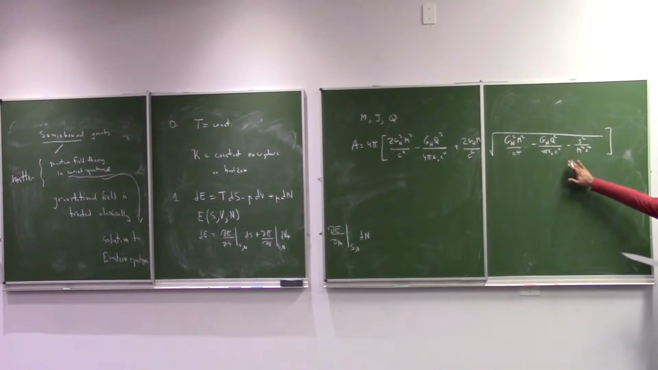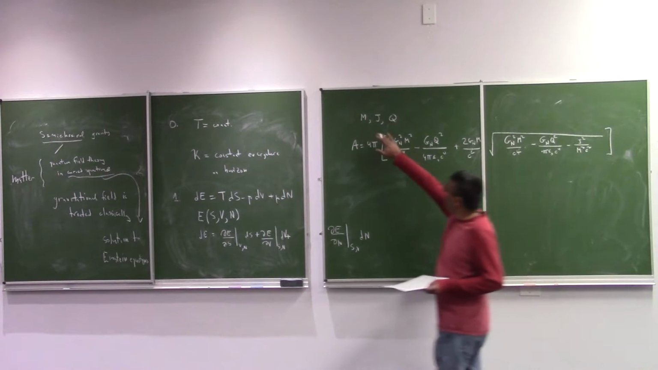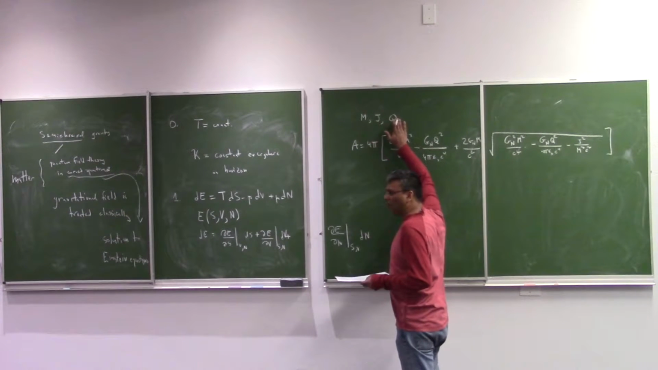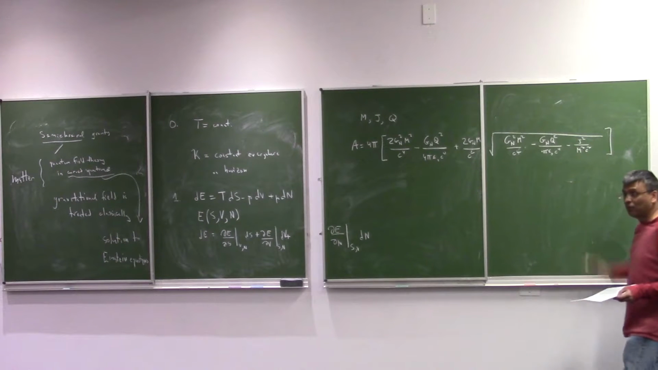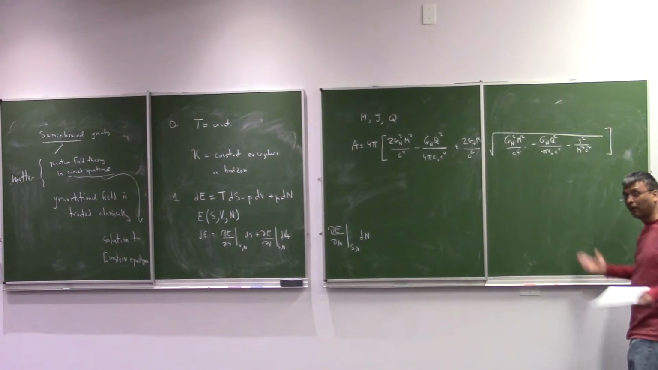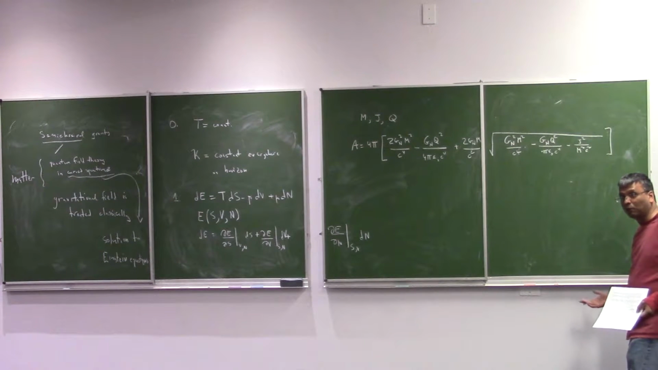I'm being pedantic here. I'm putting in all the factors of c. There's a reason for this. We'll see what the reason is shortly. Given these parameters, mass, angular momentum, and electric charge, the area is defined in terms of these parameters. This is the area of the event horizon of this black hole.